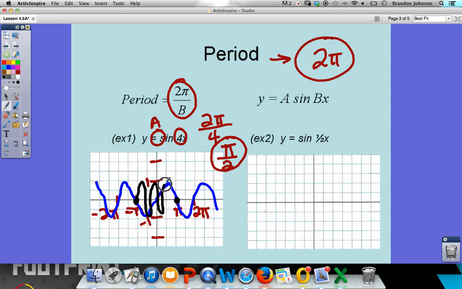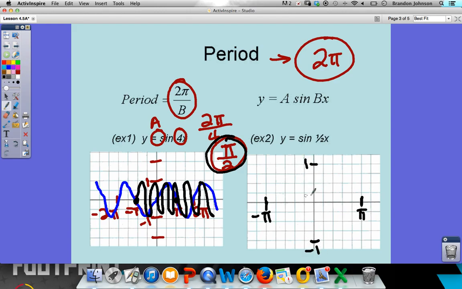And I know this may look a little weird. But what happens now is no longer is it 2 pi. Now my period is going to be pi over 2. If I blew this up, let's just say that this was negative pi. And let's say that over here, this one would be pi. And we'll just say this is negative 1 and this is 1.